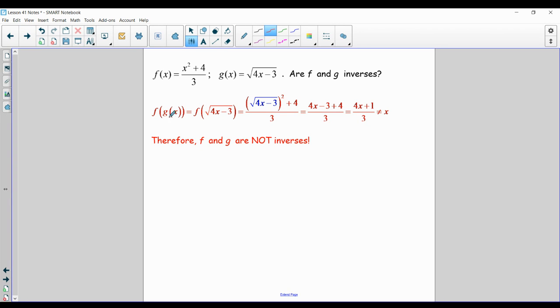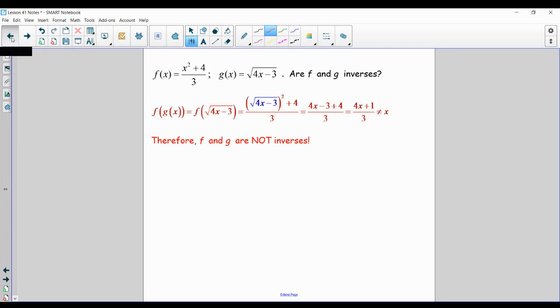So if I start off with doing f of g of x, and I substitute in the square root of 4x minus 3 and then plug it into the x here, this is what I would end up with. And I would end up with 4x plus 1 over 3 when you simplify that. That does not equal x. So I'm not going to even bother to do g of f of x because it doesn't matter. It won't be x either. So therefore, these things are not inverses.